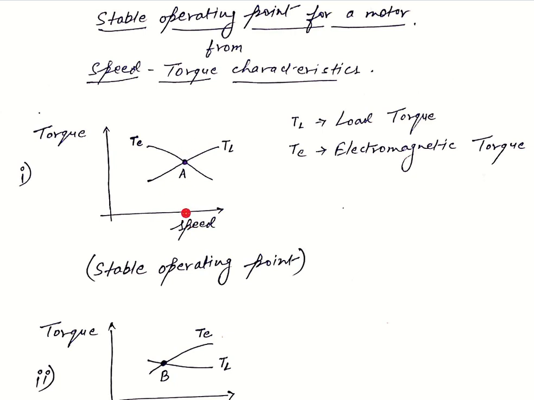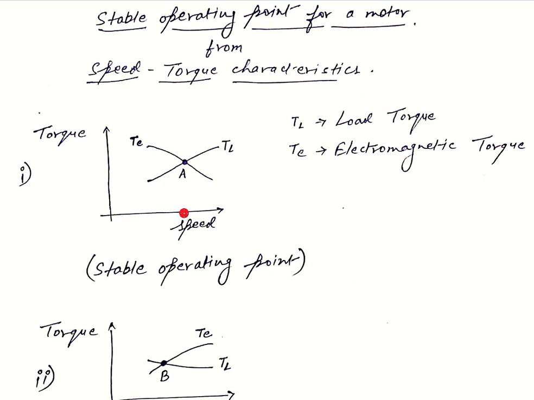For speeds less than n naught, that is for speeds less than point A, consider this point. Let us take this example. At this point, the load torque is less than the electromagnetic torque or the motor output torque. So since the output torque is more and the load requirement is less, there will be a net acceleration of the motor, and the speed of the motor load system will increase. It will tend to go towards point A.